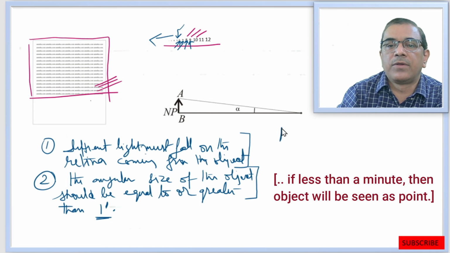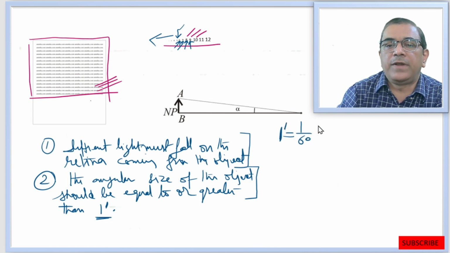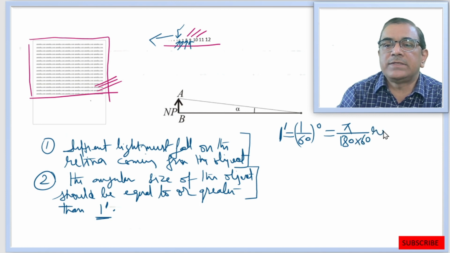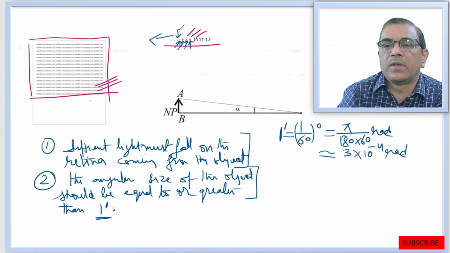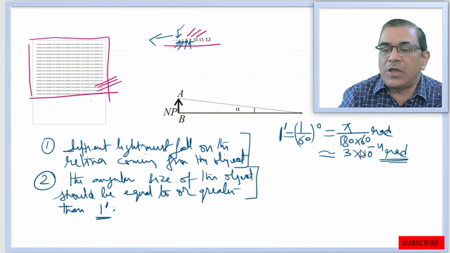So let's try to find out the value of 1 minute. 1 minute is 1/60th part of a degree. Let's convert this into radians. This should be pi upon 180 into 60 radians. Its value is about 3×10⁻⁴ radians. So we understand, if the angular size is 1 minute or about 3×10⁻⁴ radians, we should be able to see internal details within the object.